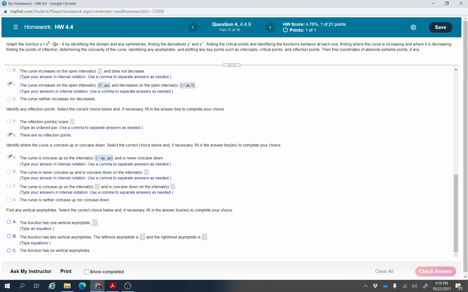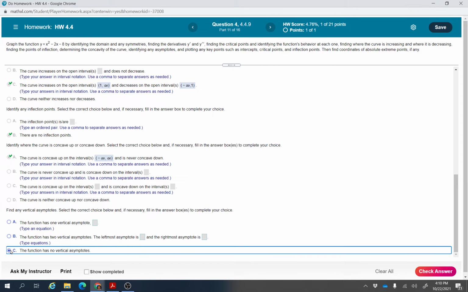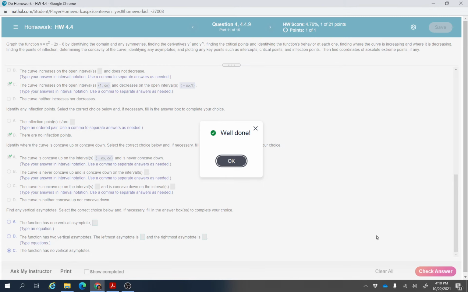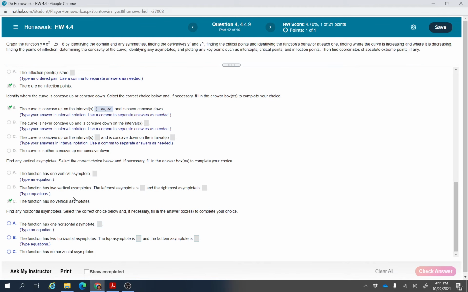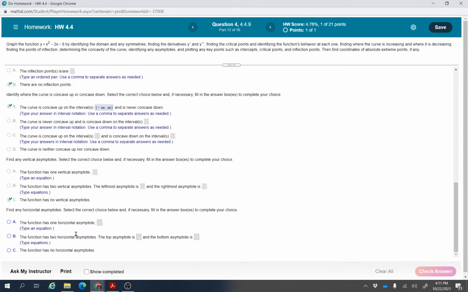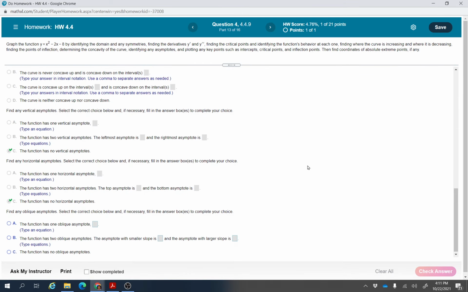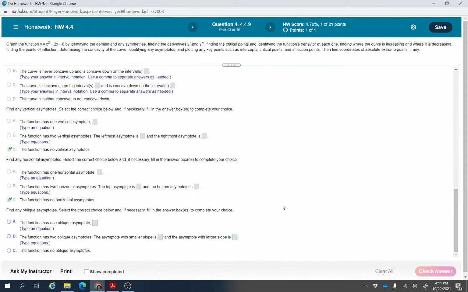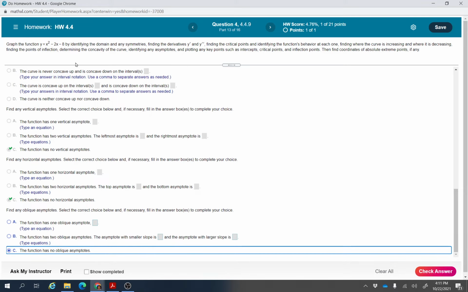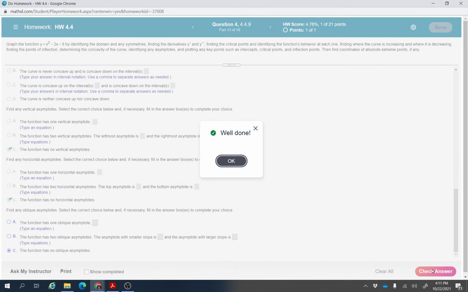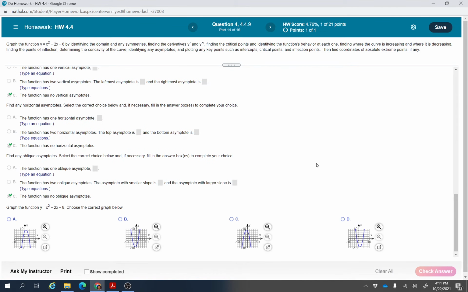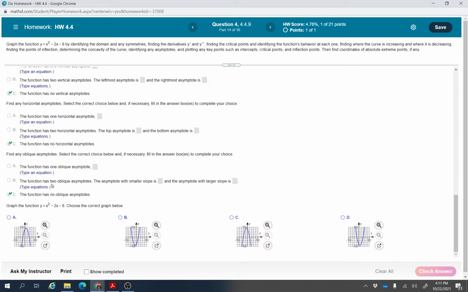Vertical asymptote: this is a polynomial function, so there is no vertical asymptote. And it doesn't have any asymptote, neither horizontal nor oblique. If you are working with a rational function, then you need to find the asymptotes, but here you don't have any asymptotes. The function has no asymptotes. If you have asymptotes, that will be helpful for plotting the graph. There are no asymptotes for this polynomial function. Polynomial functions don't have any asymptotes. So I choose no for vertical, horizontal, and oblique.